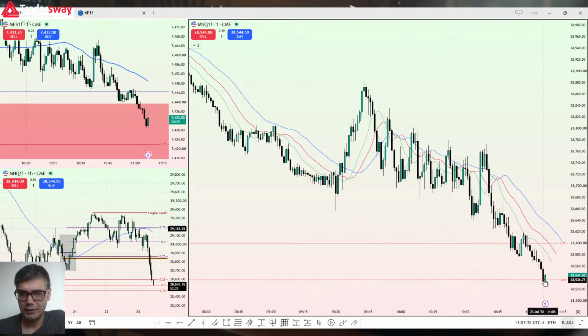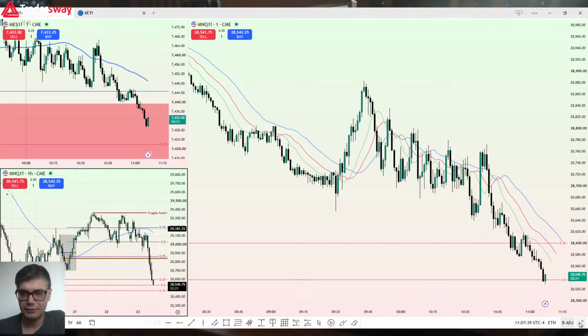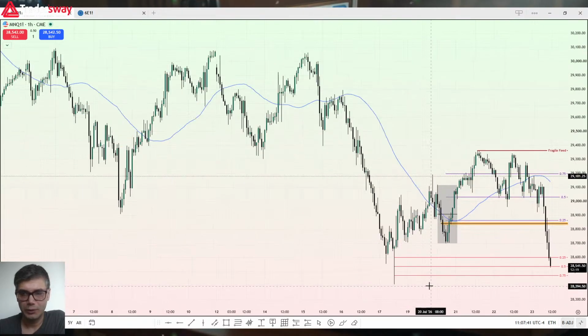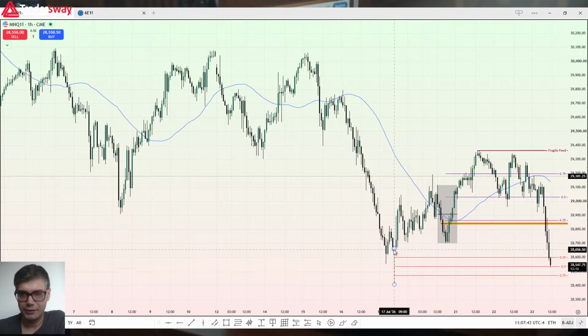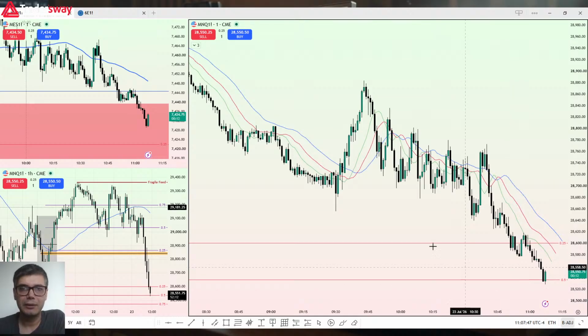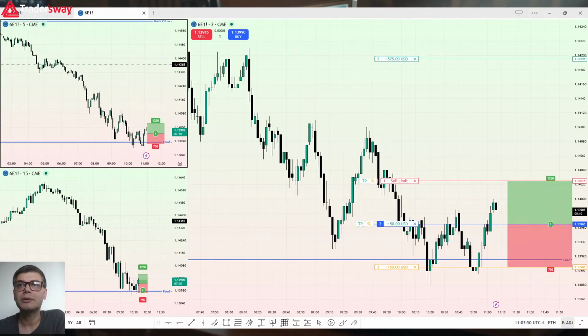So NQ came right to the 50% of this tail in the 4-hour chart. That's the 1-hour chart. We have a tail. That tail is liquidity. It came to 50%. Let's see if we get a bounce. Let's focus on this part, our euro trade.